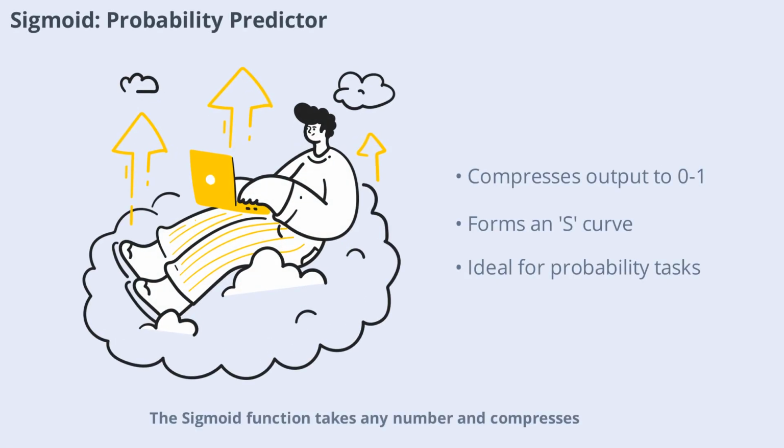The Sigmoid function takes any number and compresses it into a range between 0 and 1. Its output forms a curve, making it ideal for models that predict probabilities. For example, Sigmoid is used to determine whether an email is spam or not, assigning a probability to each outcome.